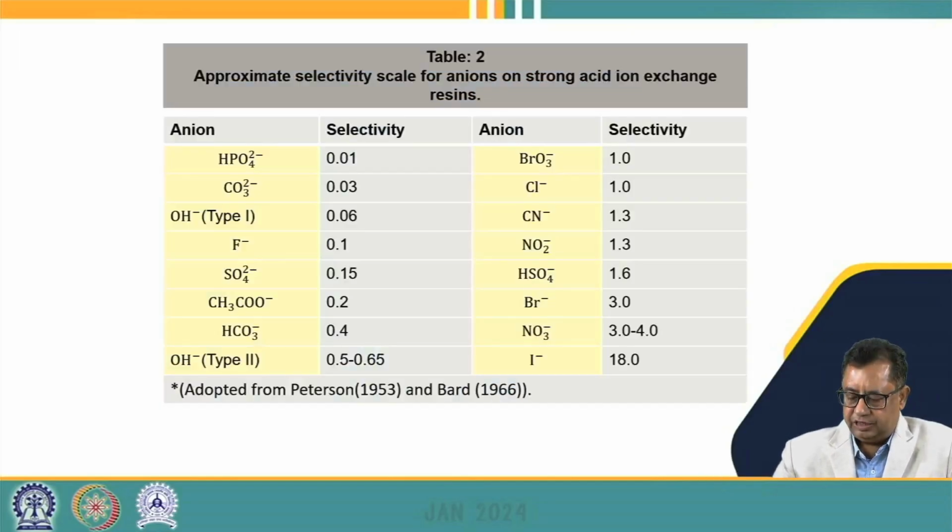Similarly, we can see the selectivity coefficient values for the anions in Table 2, and there are different types of values given here. These values may also be used for finding out the K values, or for finding out the concentrations of various cations and anions which are present on the resins and what fraction is present in the solution.